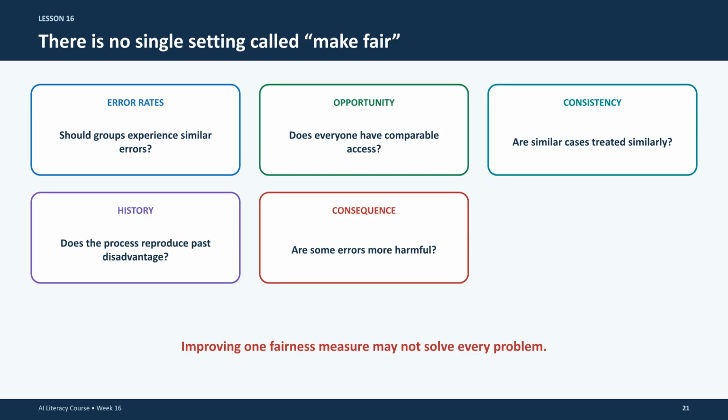There is no magic make-fair setting for AI. Fairness is a balancing act between different goals, such as error rates, equal opportunity, consistency, and avoiding historical bias. Each improvement might create new trade-offs that you must consider.